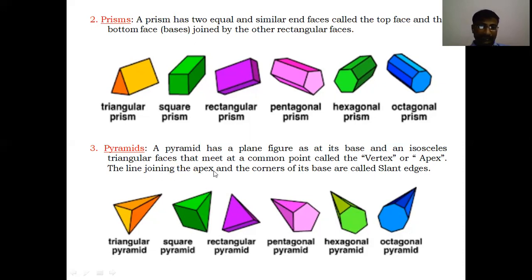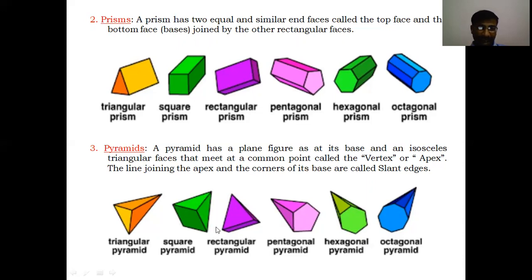The lines joining the apex and the corners of its base are called slant edges. These are the slant edges. This is called a triangular pyramid, because a triangle is the base, and the base corners are connected to the apex point. This is the square pyramid. Square is the base. The corners of the square are connected to the apex point.